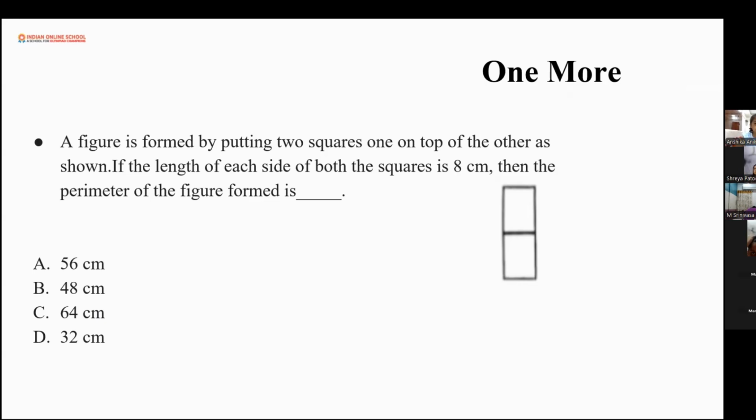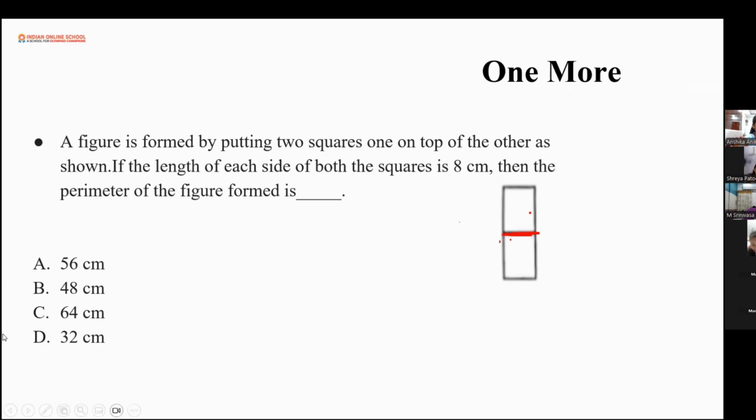Because, ma'am, each side of a square is 8 centimeters. And there's 1, 2, 3, 4, 5, 6, 7 lines. But I don't know if it's 56 or 64. One of those. Did you take this line? Yes, ma'am. But don't you think this is inside the figure? Yes, ma'am. Perimeter is about inside. You have to measure all of the lines that are there.